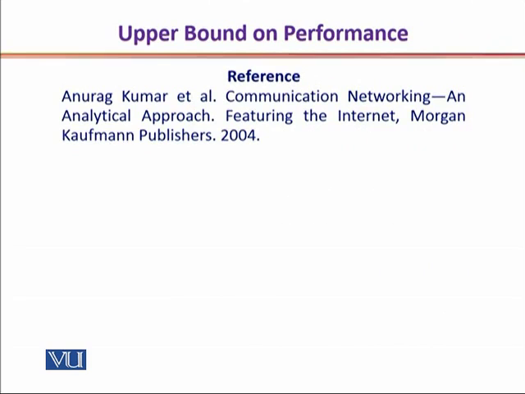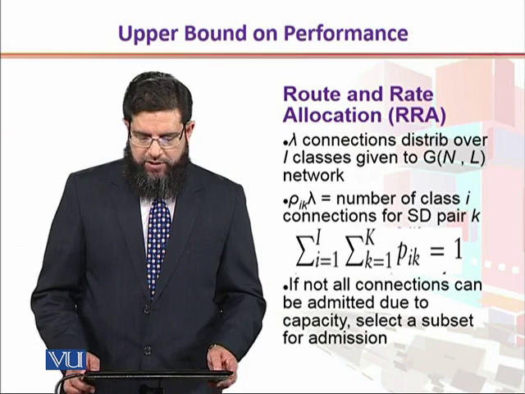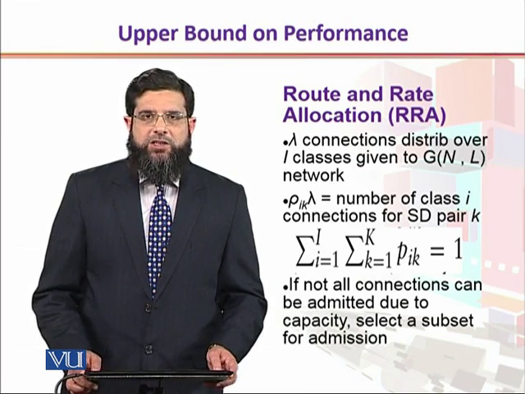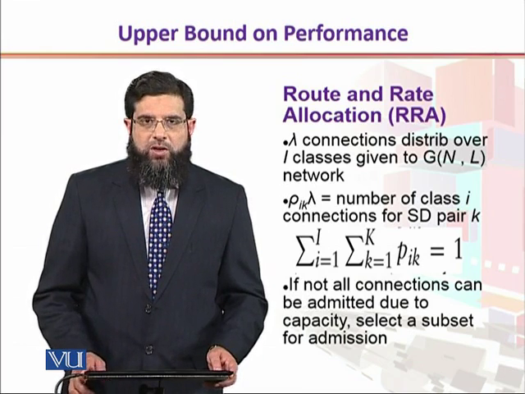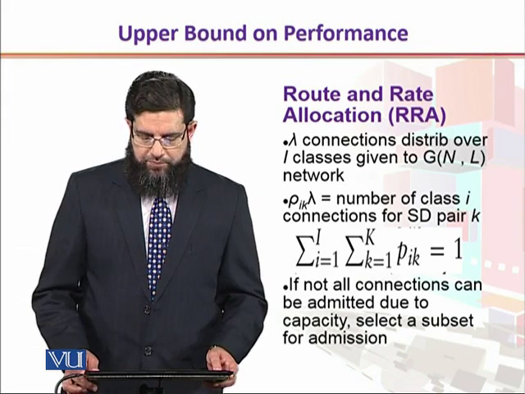Anurag Kumar sheds significant attention and throws light on this particular aspect, in which the goal is to maximize the profitability of a network by looking at the maximum performance gain a network could offer. The route and rate allocation is actually the simultaneous consideration to the path which is chosen depending on the links taken and the rate requirements.